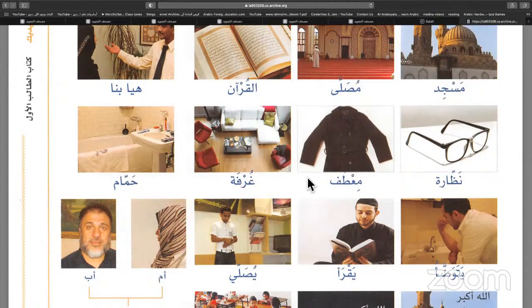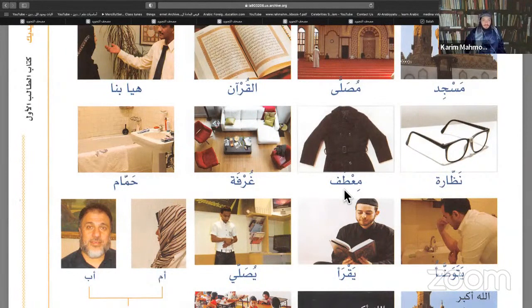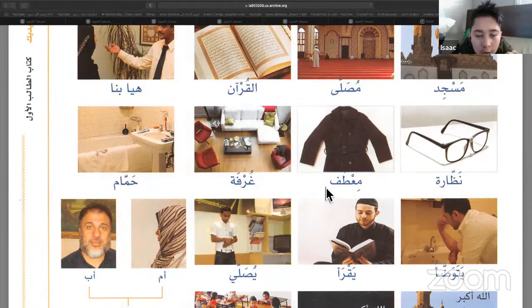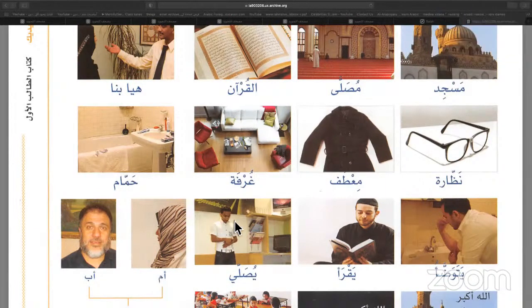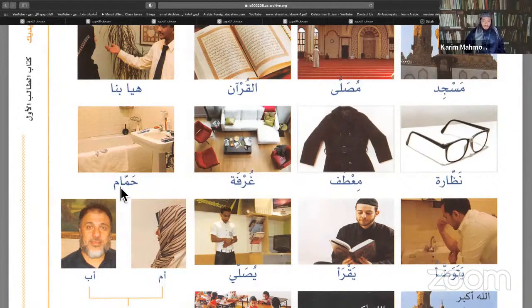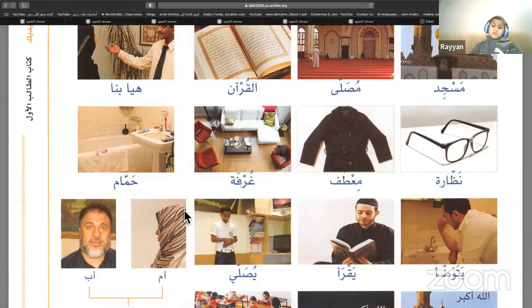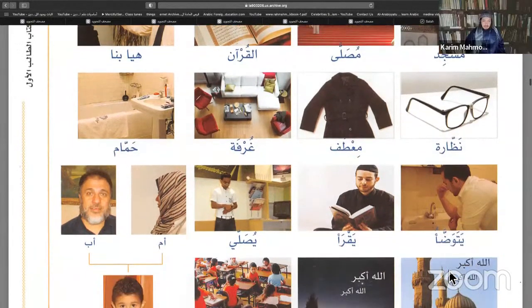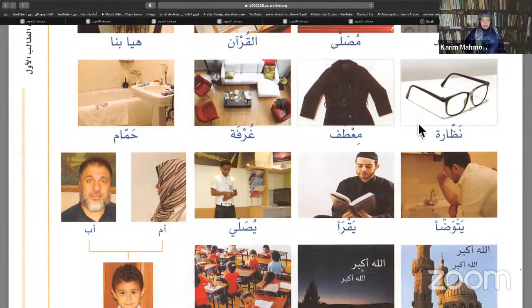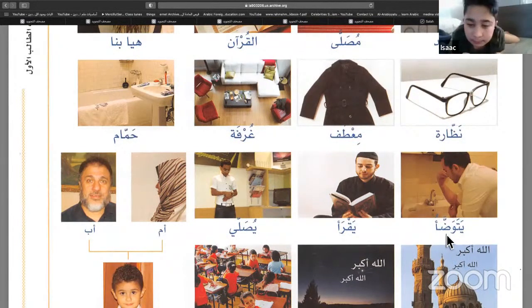All right. معطف. Say it. معطف means? Like a coat or a jacket. Okay. حمام. Hammam means? Bathroom. Okay. يتوضأ. يتوضأ means? Sink.